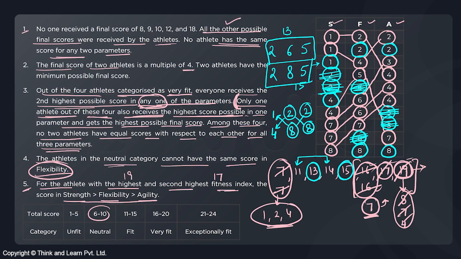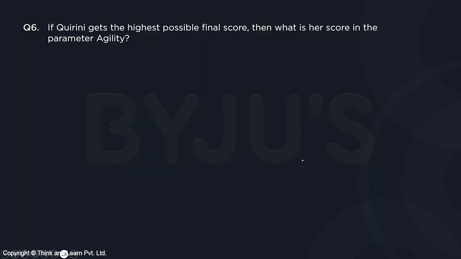This 1 can go with 2 and 8, this 4 can go with 8 and 2. So either it is 1, 8, 4, 8, 2 or it is 1, 8, 2 and 4, 2, 8. Ultimately 1 and 4 are fixed, 2 and 8 can interchange with them, whichever way they want to go. So that means now we know which person has which score. Let's start looking at the questions one by one now.